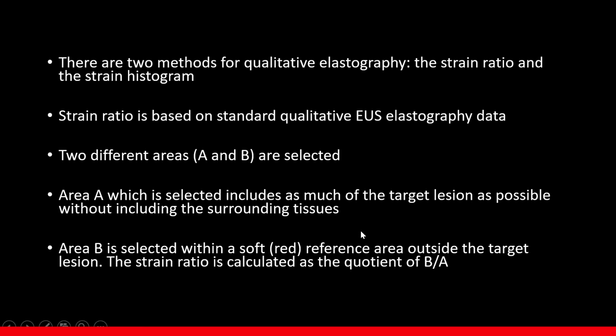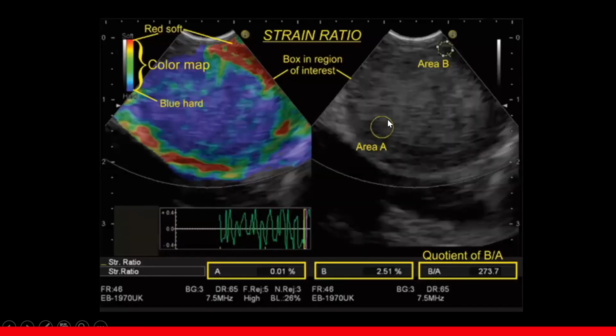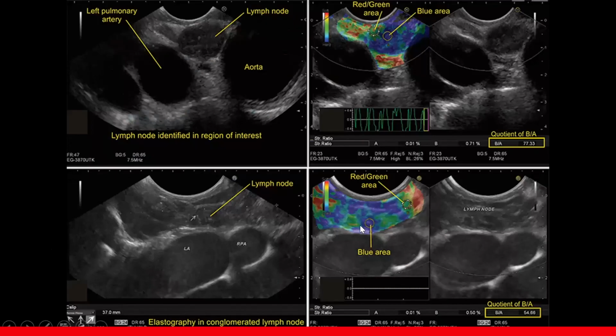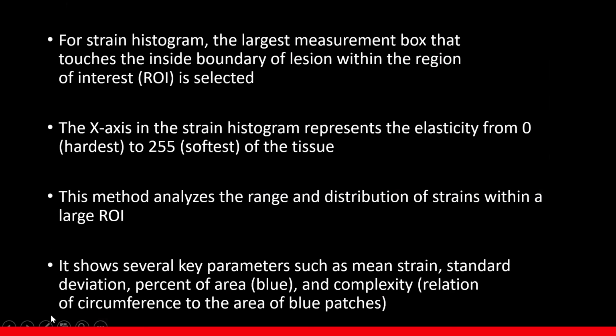Two areas are selected. So which are these two areas? Area A and area B. Area A is usually the representative of the pathological part. Area B is the normal area in the lymph node or any solid mass. You look at the ratio: the higher the ratio, the more chances of malignancy or hard tissue. You can see another area A, area B, and you can see the ratio. So different areas, different regions are there.